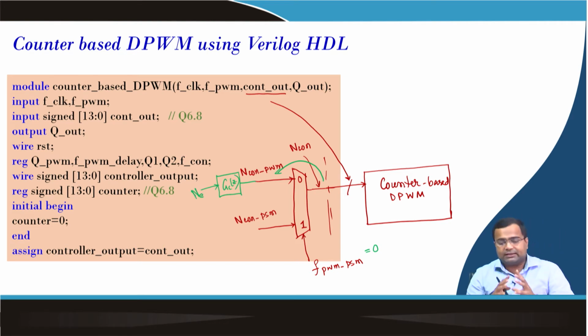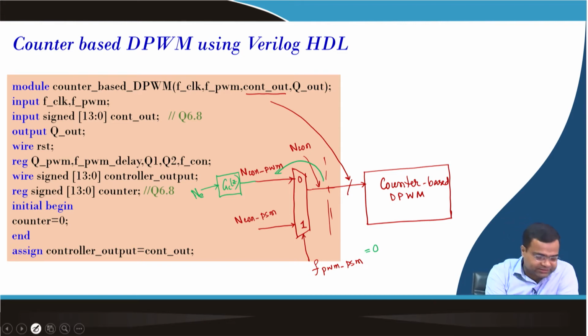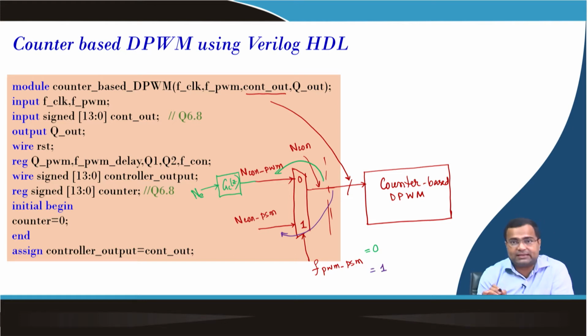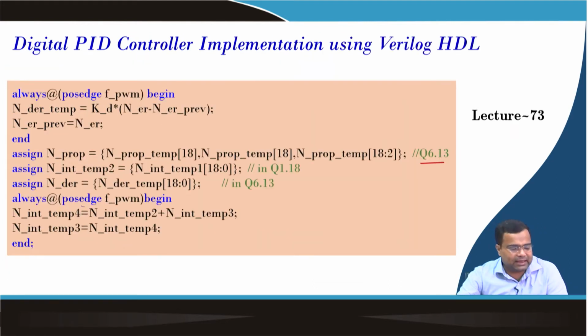That means the controller output will be connected if it is operating under PWM, but if the flag is 1, it will get connected here, and in that case it is PSM, and in PSM we are applying a fixed duty ratio. So, it is a fixed number, and that we have parameterized at the very beginning.